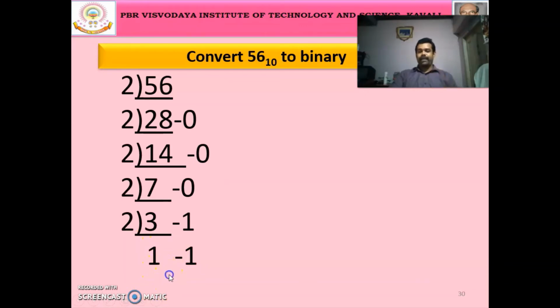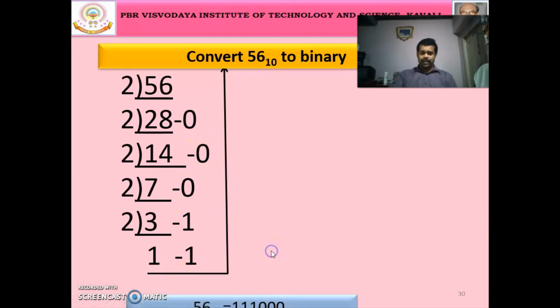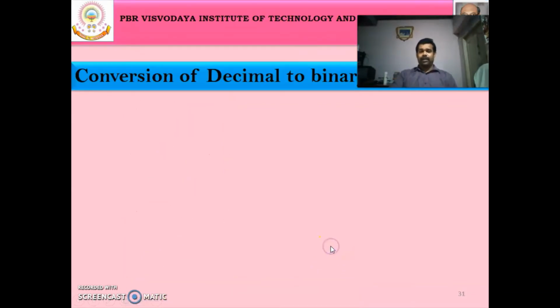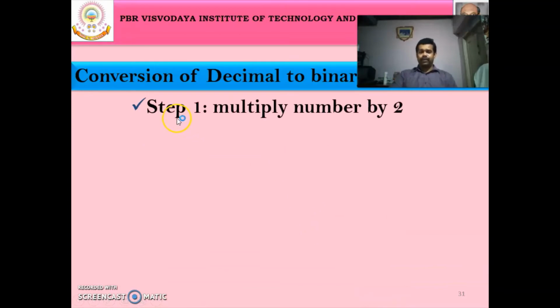So we are stopping here and we are recording the remainders and we are writing the answer. The answer is 111000. So 56 to the base 10 is equal to 111000 to the base 2. Then next we are going to see the conversion of decimal to binary for fractions.